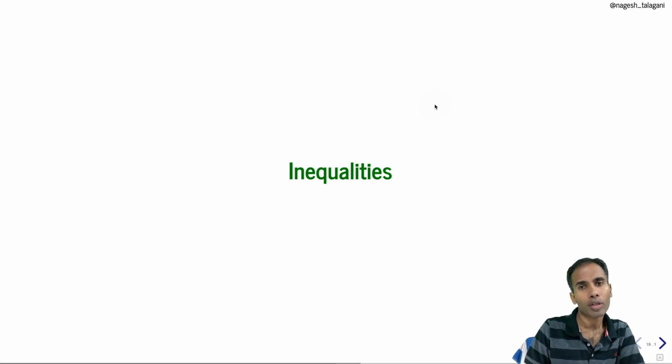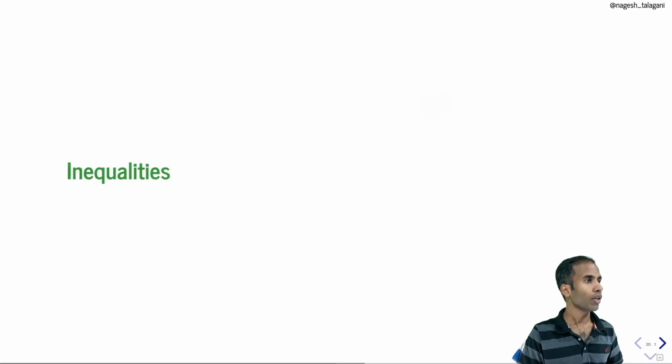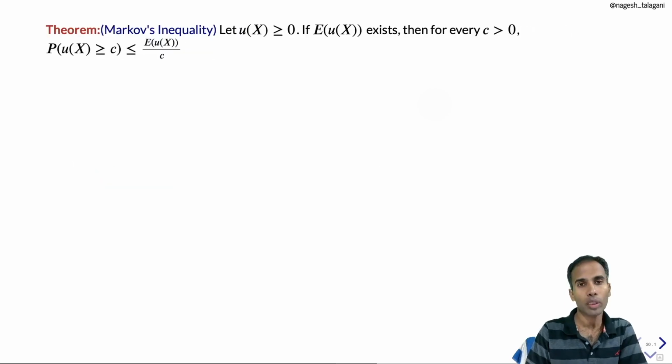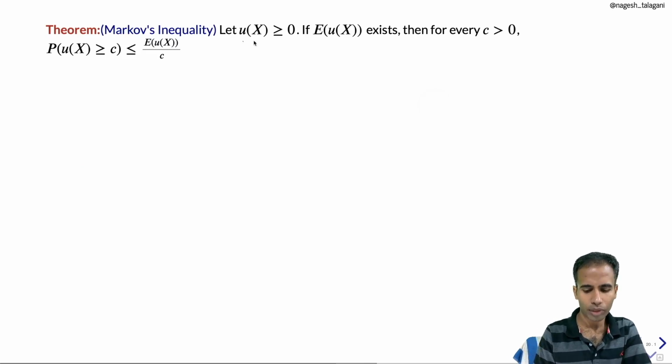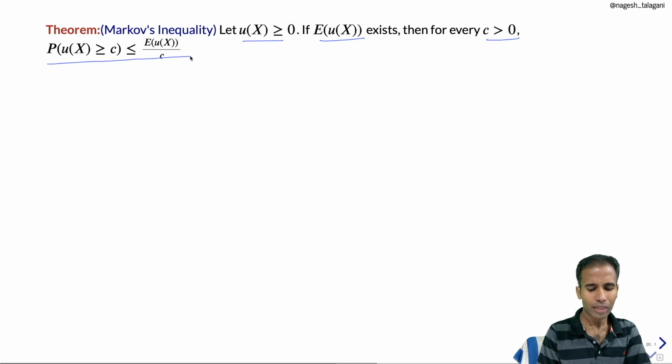Okay, now we are going to study some important probability inequalities. First, we are going to look at something called Markov's inequality theorem. Here is the statement: let u(x) be a non-negative function of the random variable x. If the expectation of u(x) exists, then for every c positive, the probability of u(x) greater than or equal to c is always less than or equal to the expectation of u(x) divided by c. This is Markov's inequality.